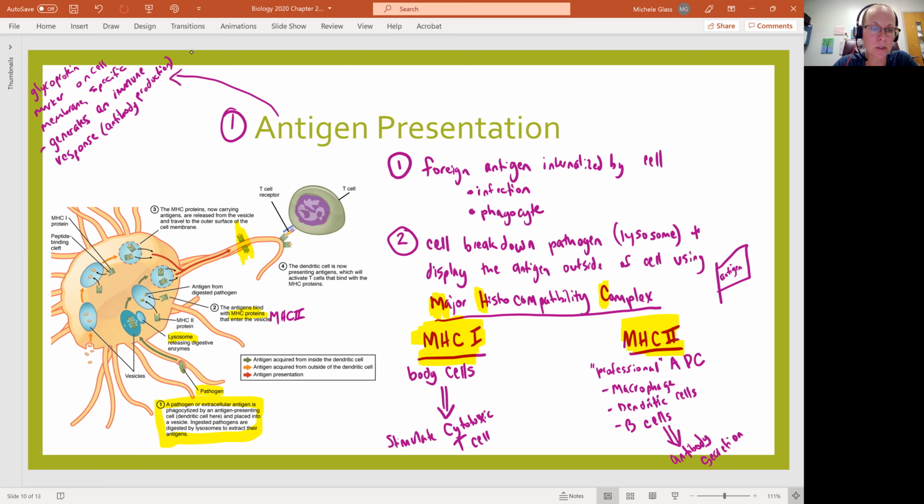We're seeing that happen in 2 ways. So we're seeing another example over here of antigen being engulfed or phagocytized. We're seeing another area where we're making those MHC2 proteins. And again, we're seeing them being displayed as flags. So this is what we mean by antigen presentation.